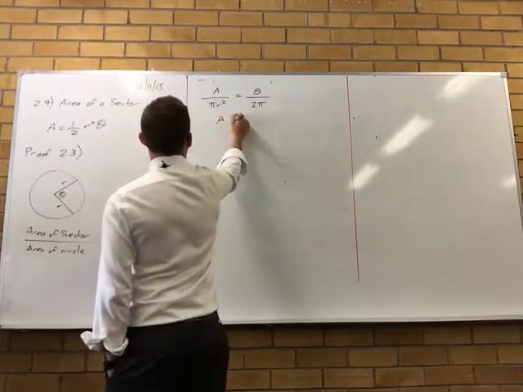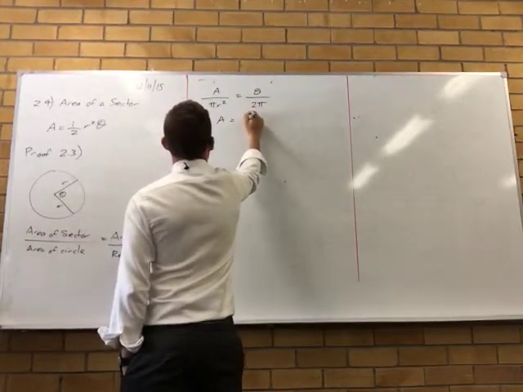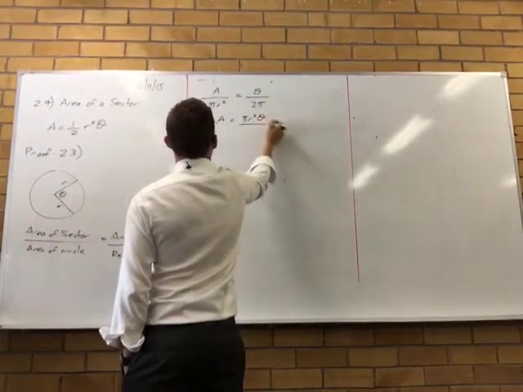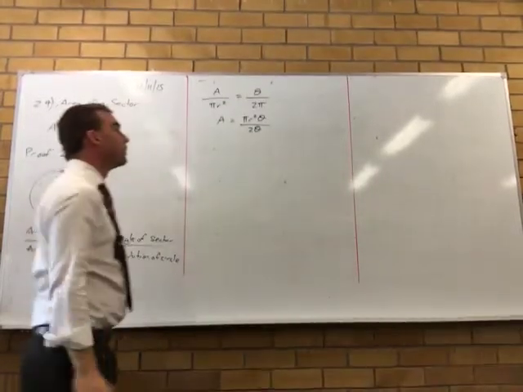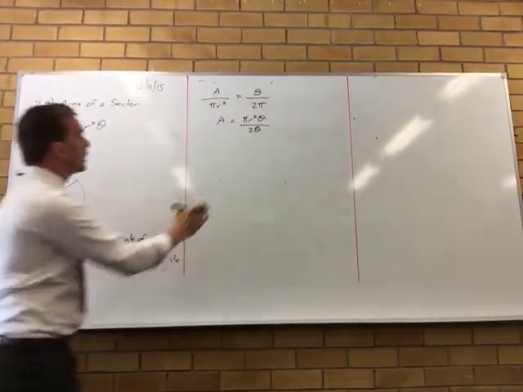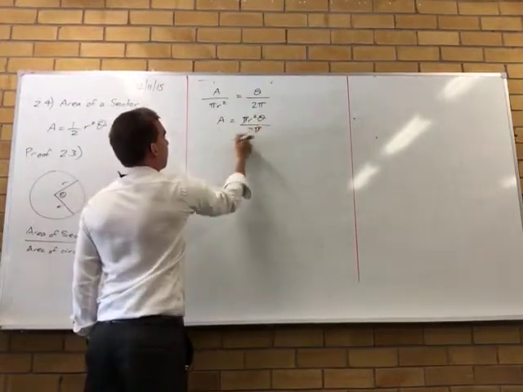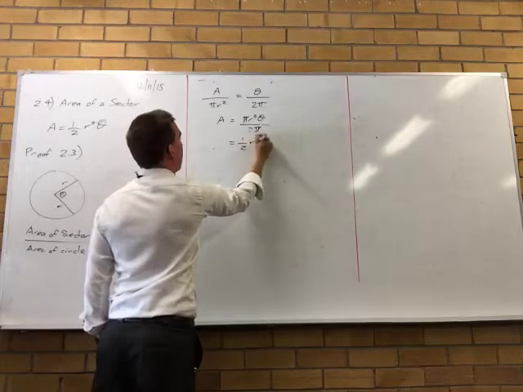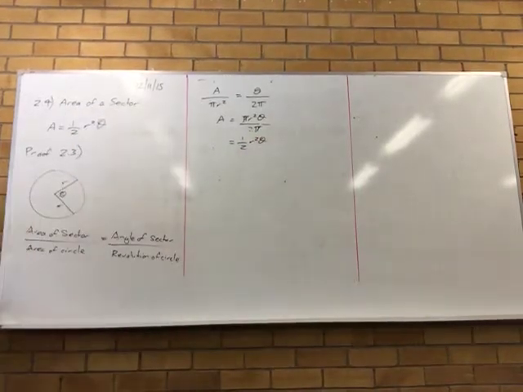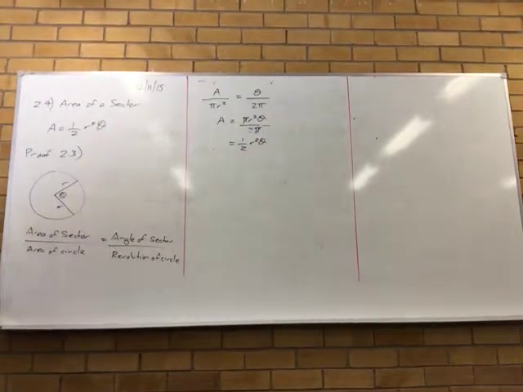So area, we bring it up. You get pi r squared theta over 2 pi. There is a half r squared theta, as required. That's how they develop the formula.